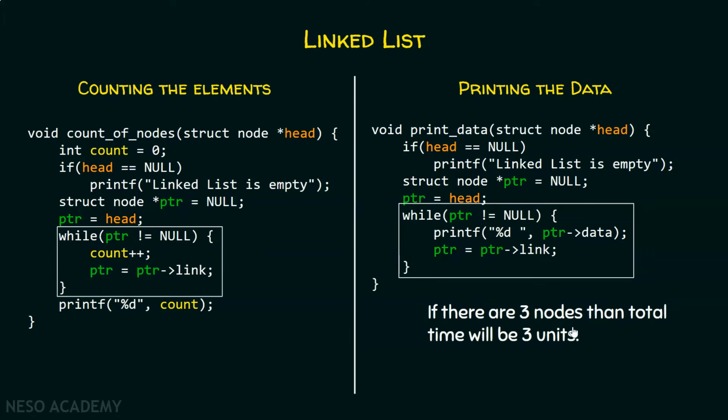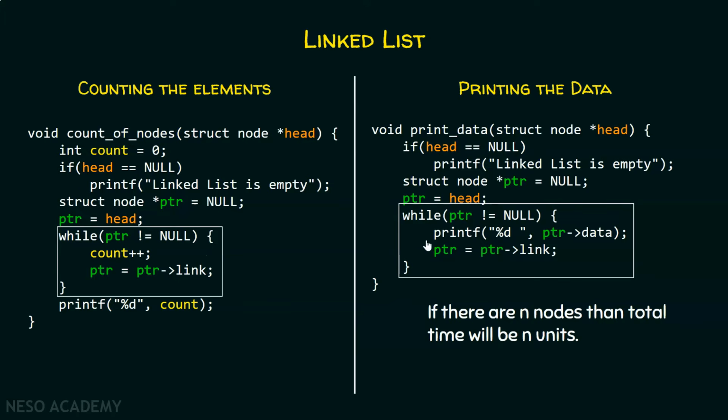If there are 3 nodes, then total time will be 3 units because we have to traverse the whole list, right? From the beginning till the end. That is why if there are 3 nodes, then the total time will be 3 units. This means that this loop and this loop will run 3 times. And if there are 5 nodes, then the total time will be 5 units. That means these 2 loops will run 5 times. And if there are n nodes, then the total time will be n units. That means these 2 loops will run n times. So it is clear from this fact that these 2 loops will take n units of time.